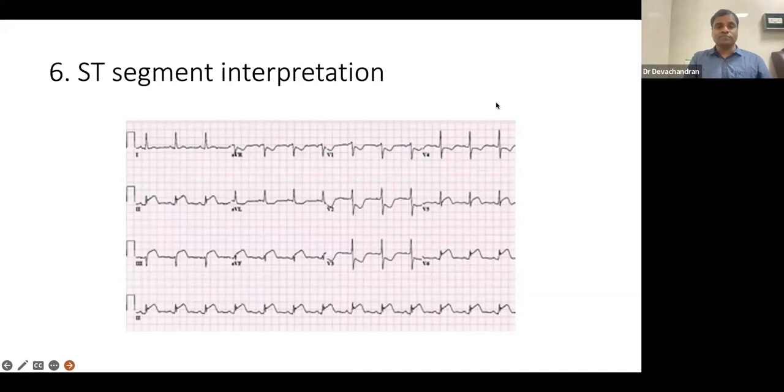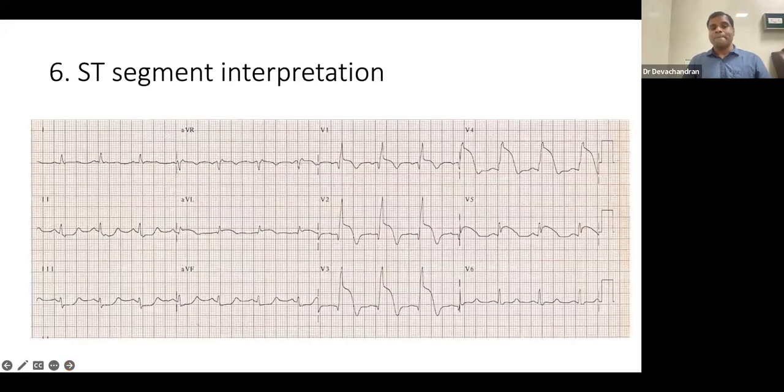Next one. Anyone? V1, 2 septum, V3, 4 anterior wall, V5 lateral wall, 2, 3, aVF inferior wall. Where do you see the ST elevation here? Or the answer?